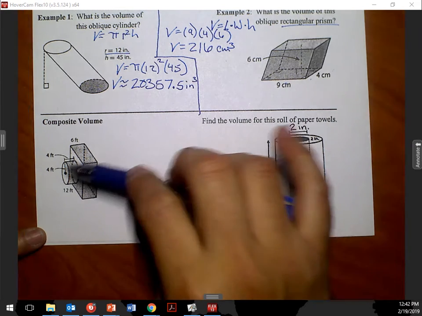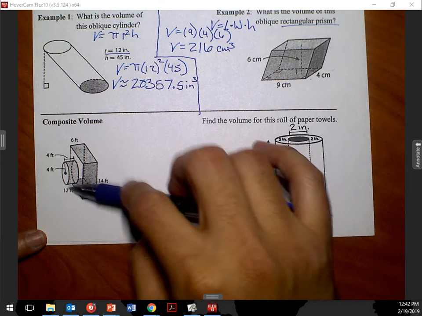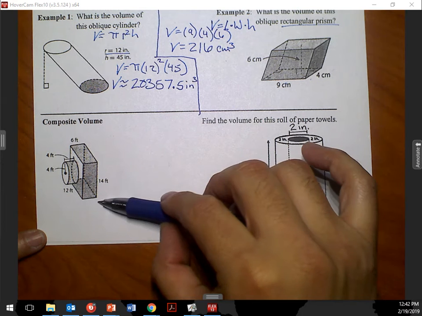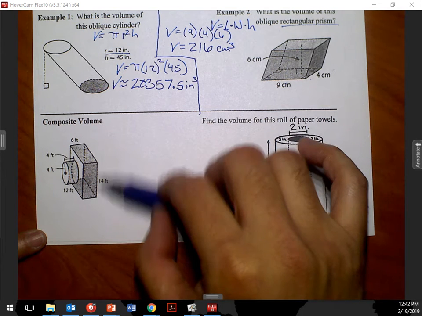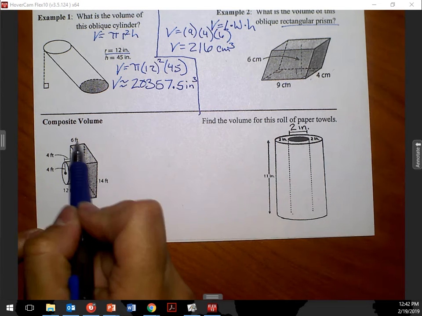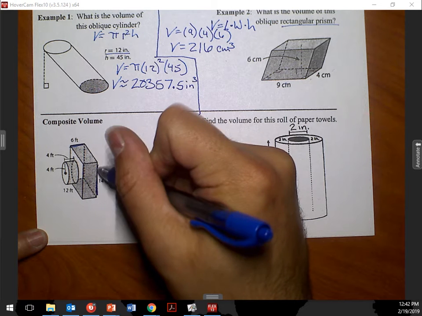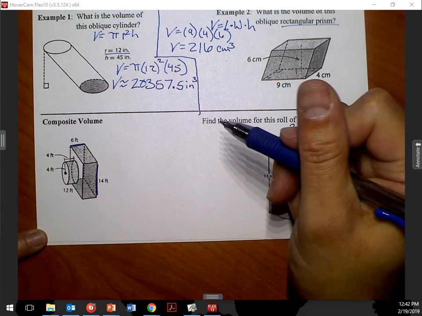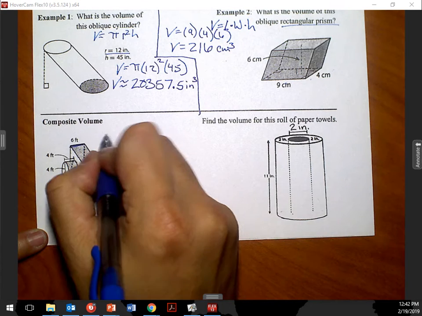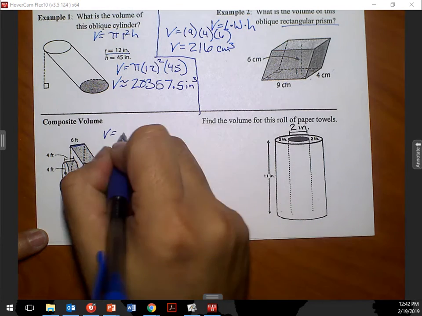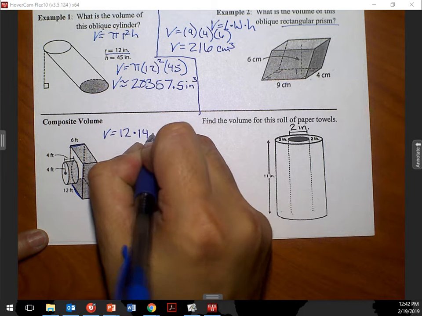Anyway, so we have two different shapes right here. We have a rectangular prism and a cylinder. My rectangular prism is going to be 14 going this way, 6 going this way, and we need the length of this one. What do you think that's going to be? 12. It's going to be 12 going back this way. Volume would be 12 times 14 times 6.